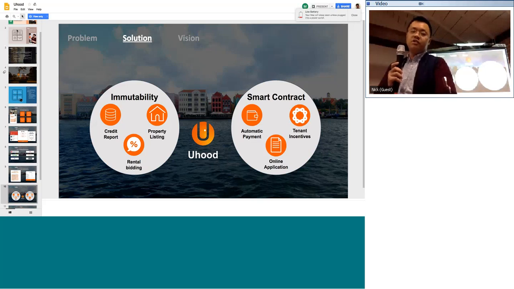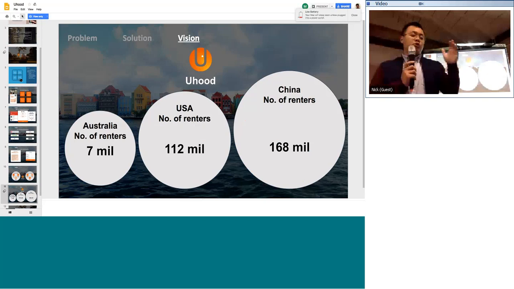So looking at the vision, just to give you the numbers coming from the internet. At the moment in Australia there are 7 million renters, in the USA we have 112 million, and in China we have 168 million. The good thing is in all three markets the number of people renting is increasing. China is expected to increase to more than 200 million in the next decade.